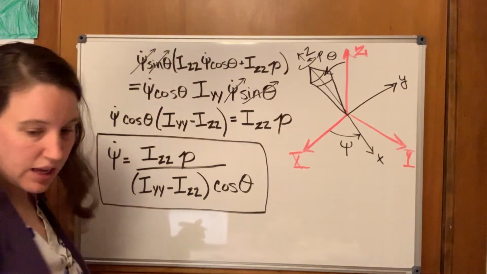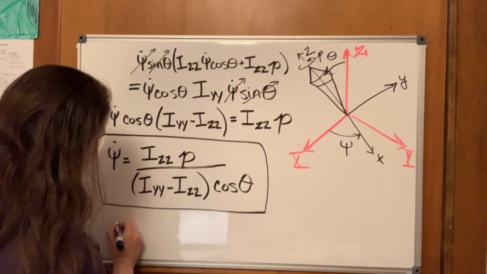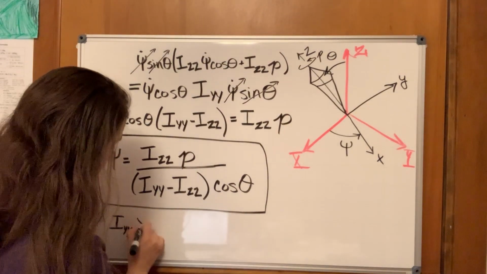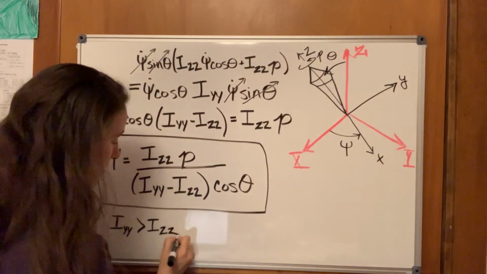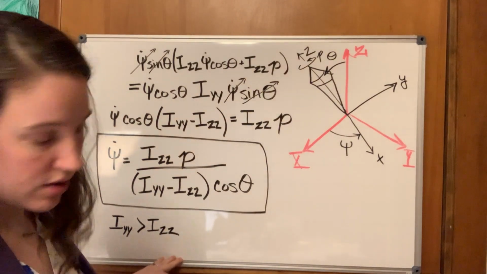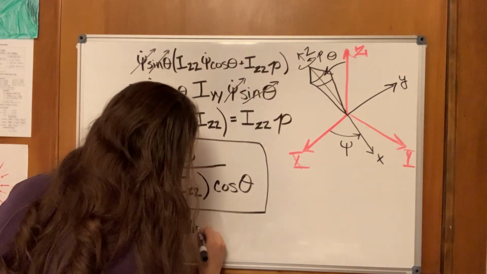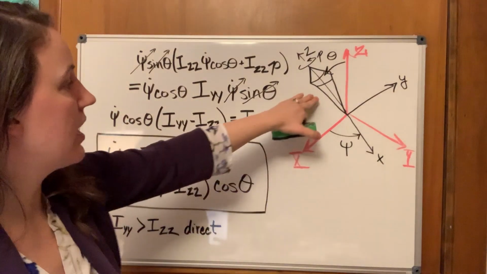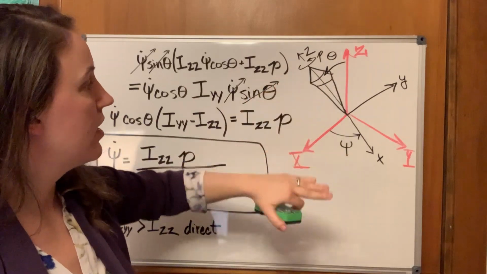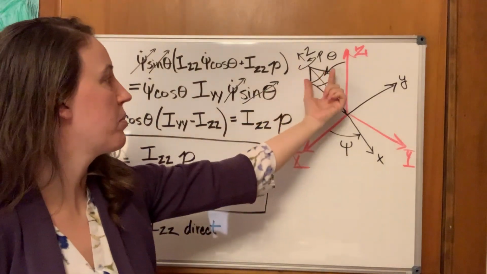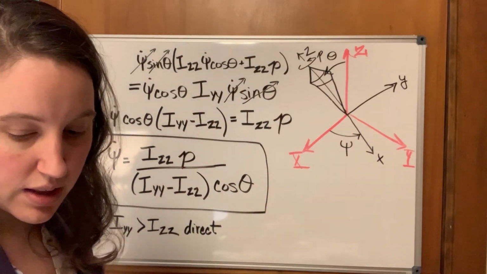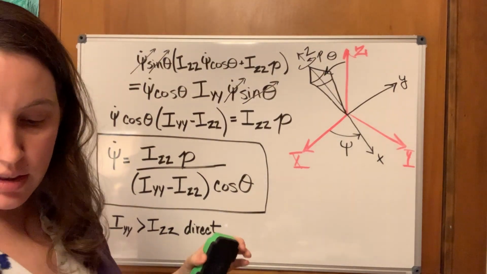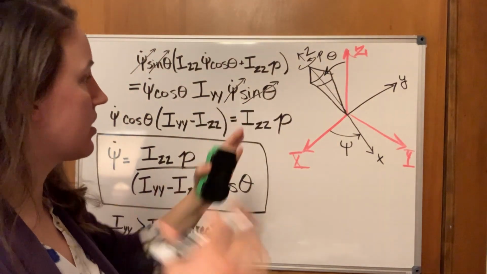So there's some special cases. If Iyy is greater than Izz, this is called direct precession. And so this is going to be kind of the case that I've drawn here with this long skinny guy, because Izz is going to be small since all the mass is close to this z-axis. And in that case, you get this kind of behavior where the body cone kind of rolls on the outside of the space cone.